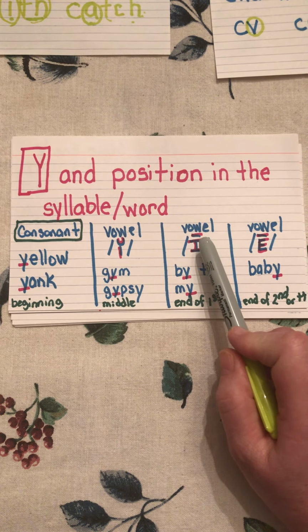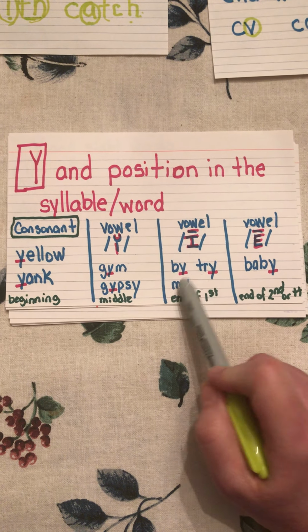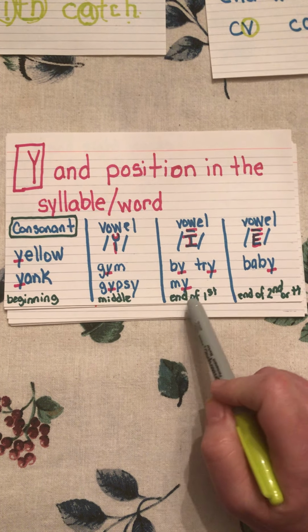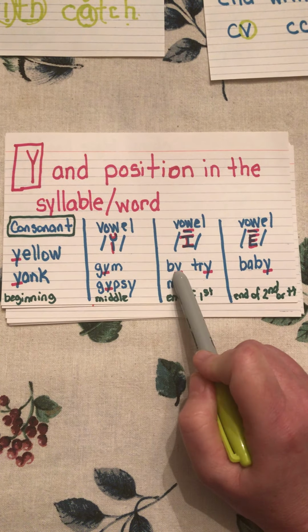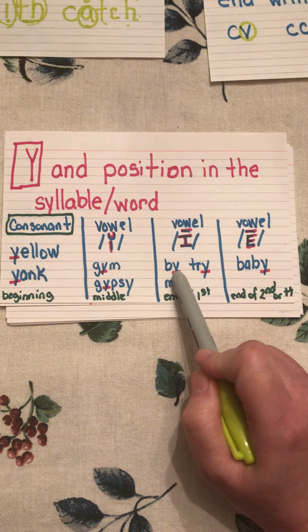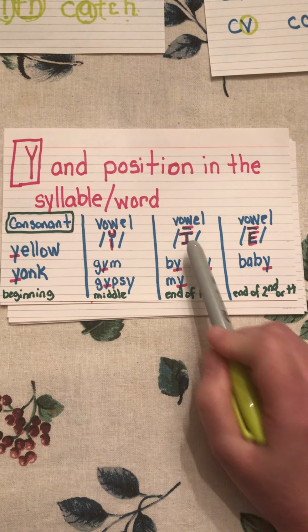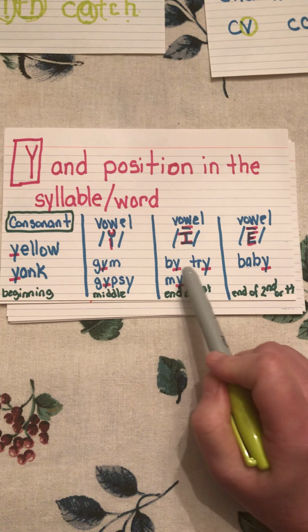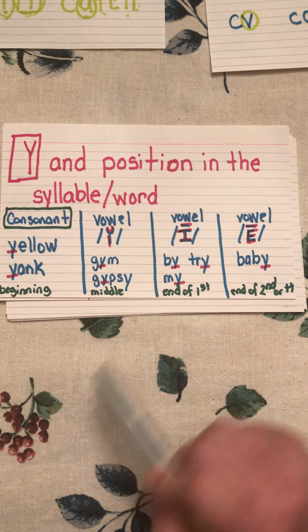Middle of the syllable, it is short I. If it's the end of the first syllable, only the first syllable, so this Y is at the end of the first syllable, he's going to say long vowel I sound. Long vowel I. So by, try, and my.